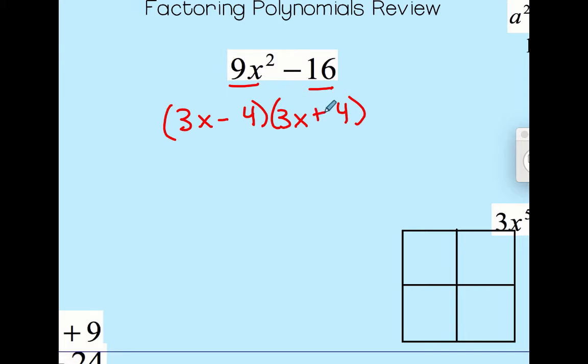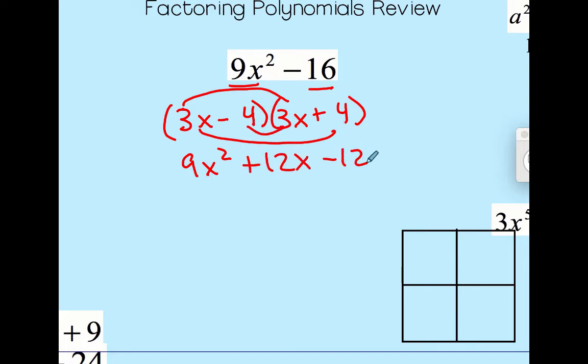And it works out. I can check by doing FOIL. 3x times 3x, 9x squared. 3x times positive 4, negative 4 times 3x, and negative 4 times 4.